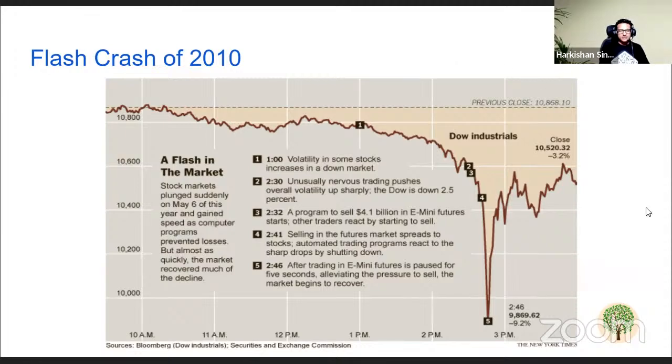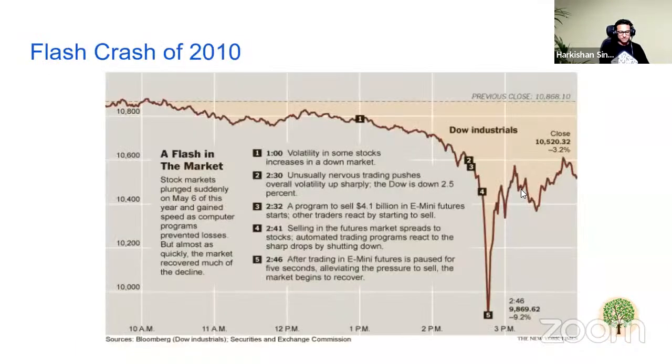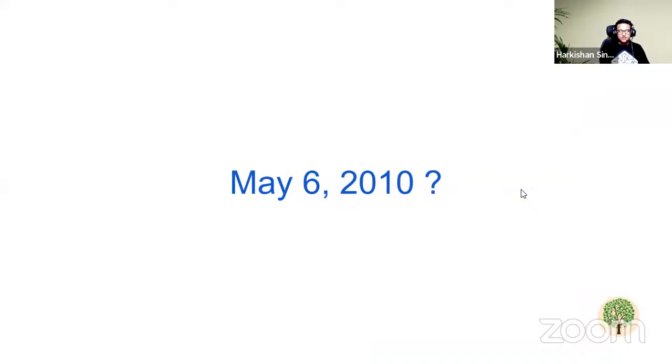So May 6, 2010. Does anyone know about May 6, 2010? What is May 6, 2010? You can raise your hand and the co-host will unmute you if you want to say something about it. Everyone remembers the 2008 financial crisis, but May 6, 2010. I want to know how many of you know about this. Anyone?